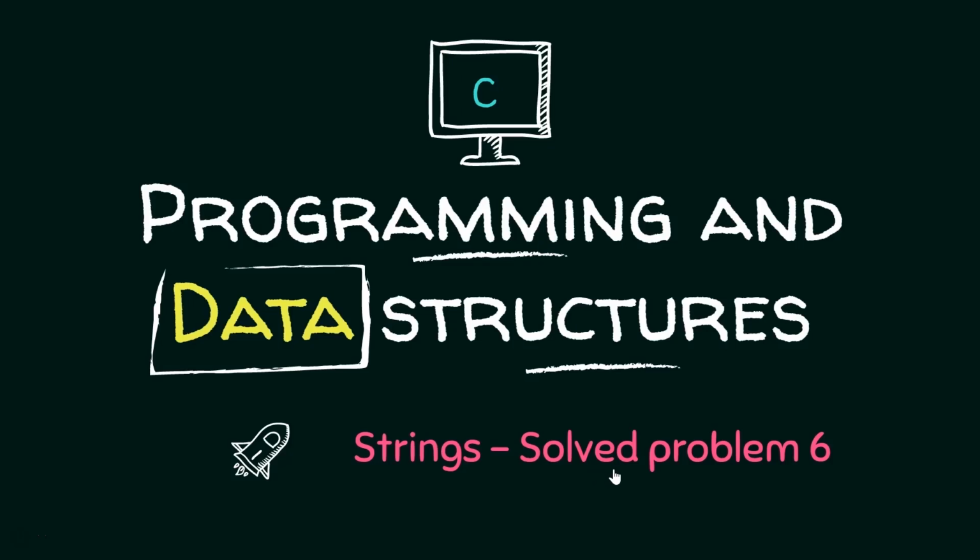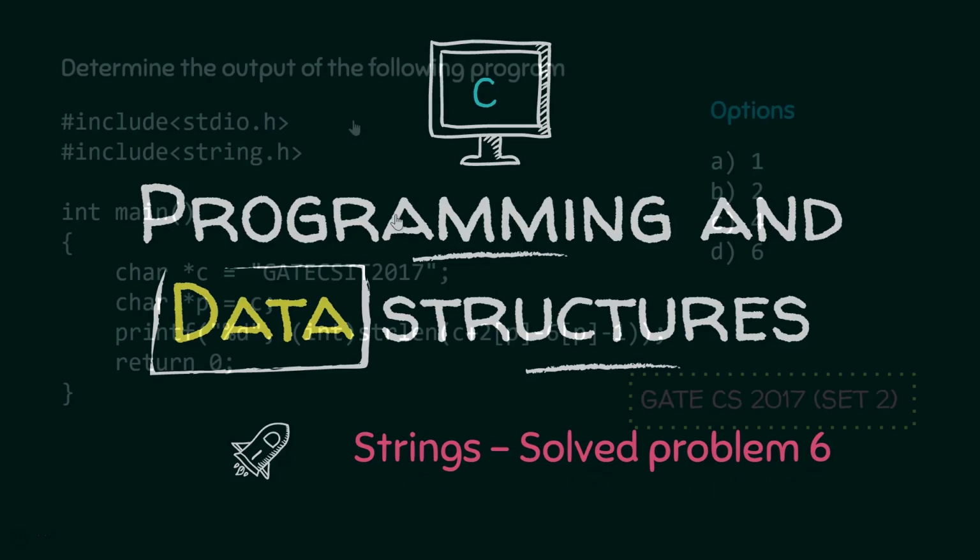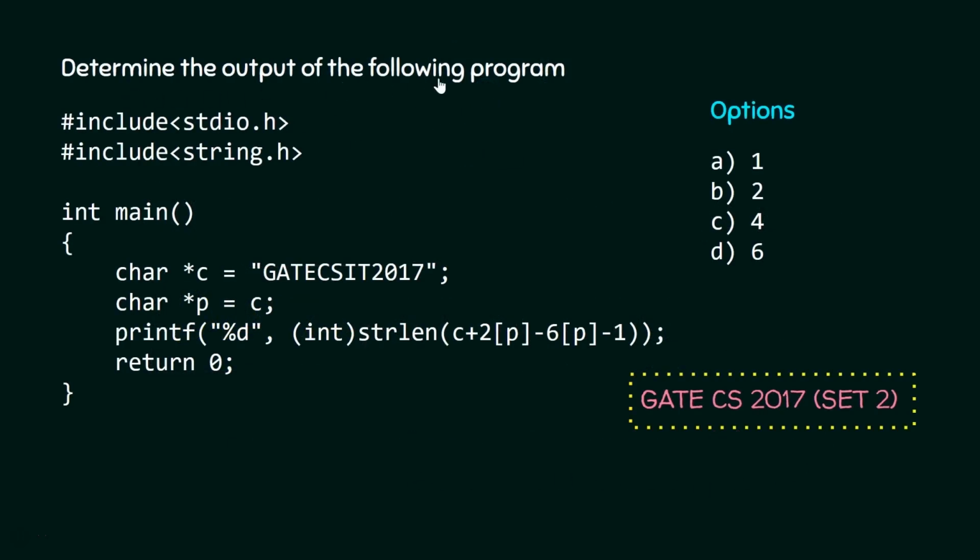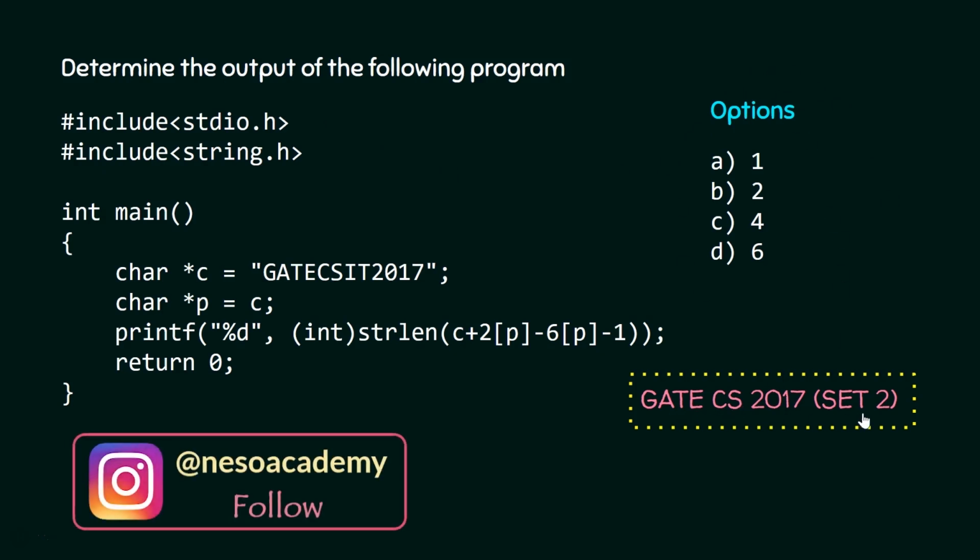Now let's consider solve problem 6 on strings. Determine the output of the following program. This is the program available in front of you and the options are also available. This question has been asked in GATE CS 2017 set 2.